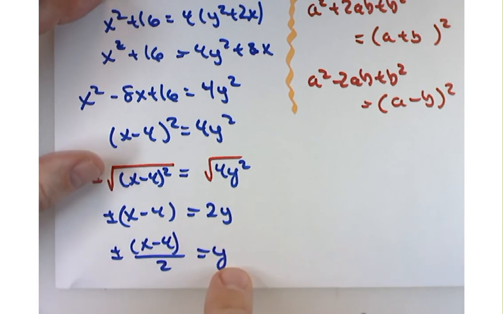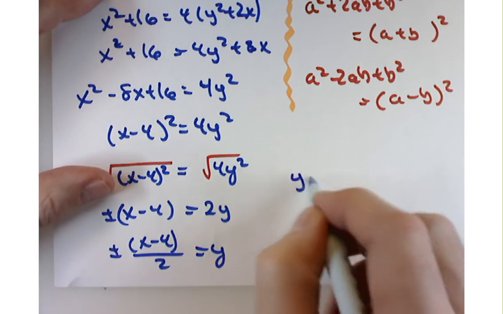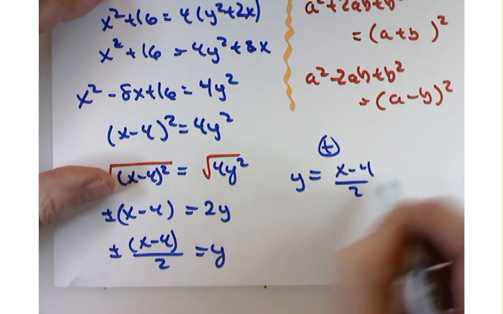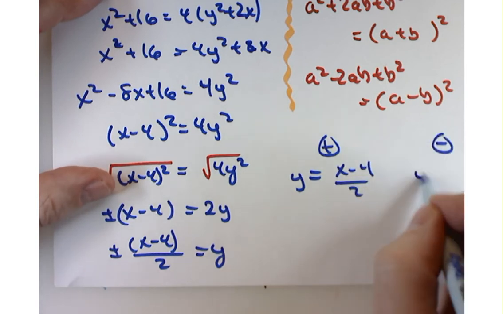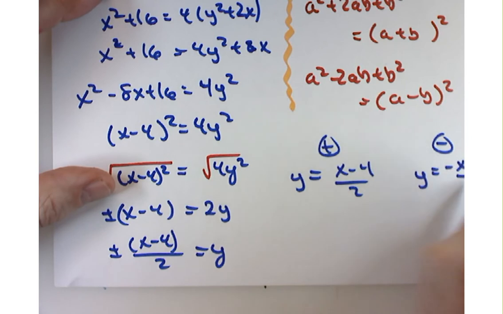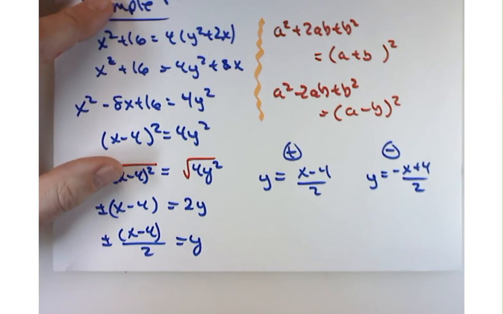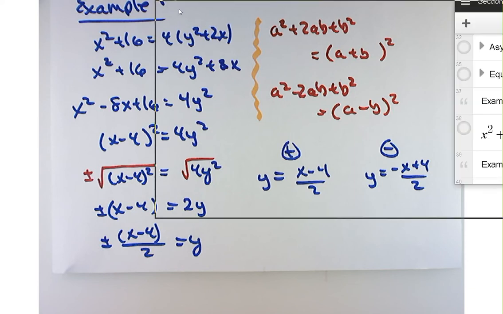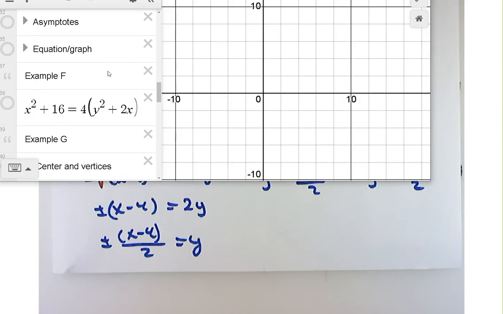Can anyone tell me what the graph of that's going to look like? So I'll do both. The positive case would be x minus 4 over 2. The negative case would be negative x plus 4 over 2. What's the graph of that going to look like? One parabola opening up and one parabola opening down. That's a good try. I appreciate it. It's not a parabola though, because neither one has a squared term.